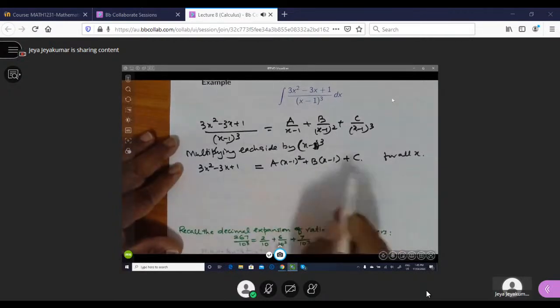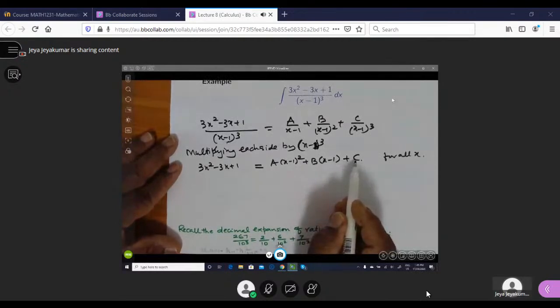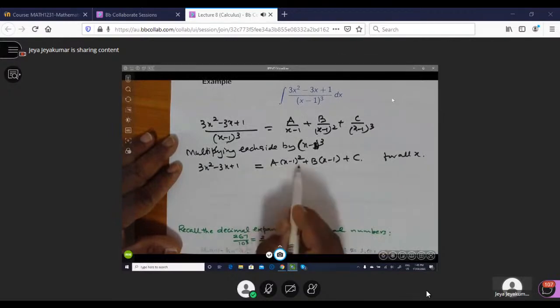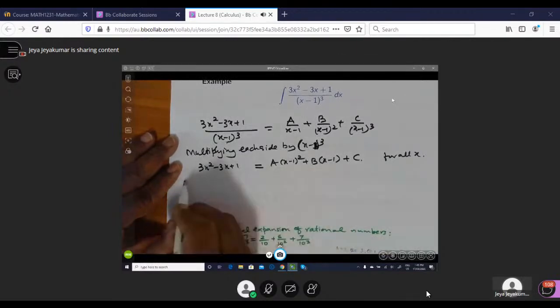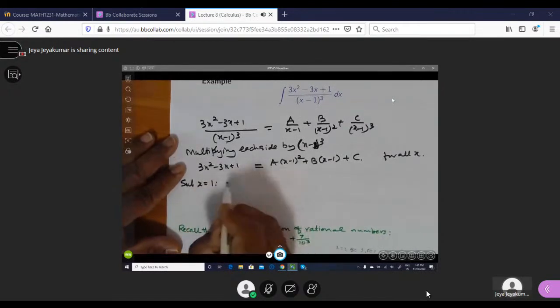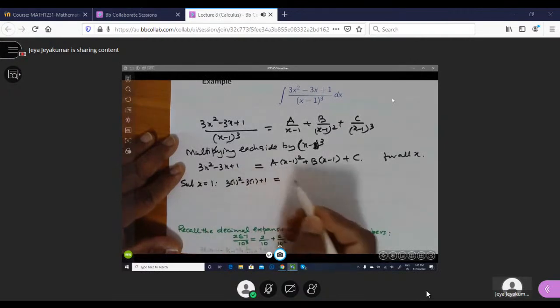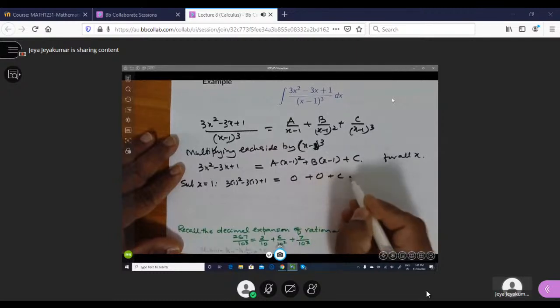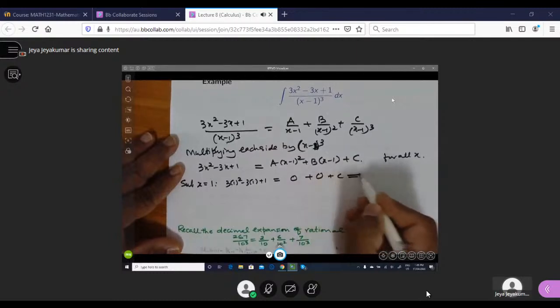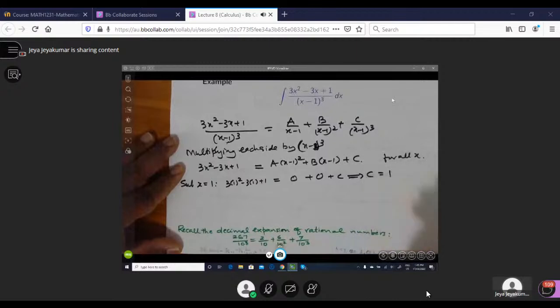So first, we can easily find C, right? How do you find C? You substitute x equals 1 on both sides. Substituting x equals 1, the left-hand side is 3 times 1 squared minus 3 times 1 plus 1. On the right-hand side, the A and B terms are 0, so you get C. That gives you C equals 3 minus 3 plus 1, so C equals 1.